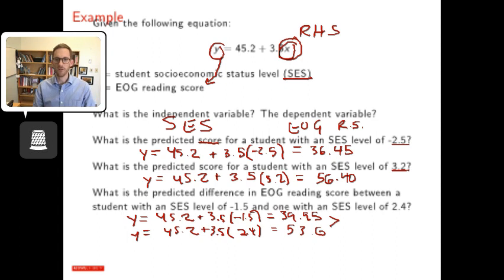So if you give me a student that has an SES level of negative 1.5, and then the student sitting next to them has an SES level of 2.4, I can give you a prediction of their difference, and that's over 13 points. It's pretty stark. It's pretty dramatic here, okay? And it seems like this SES is centered around 0. So if I have a student who's right in the middle income on this SES scale, notice that their predicted score, if I were to plug in a 0 here, would just be 45.2, where that intercept is. That's where X equals 0.